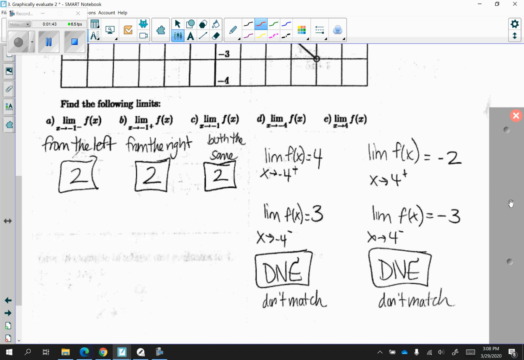And finally, for E, the limit as x approaches 4 of f of x. Again, notice it doesn't say the left or right, so it's our job to figure out if they are in fact the same. The limit as x approaches 4 from the right is -2. The limit of f of x as x approaches 4 from the left is -3. Because they don't match, the limit does not exist.